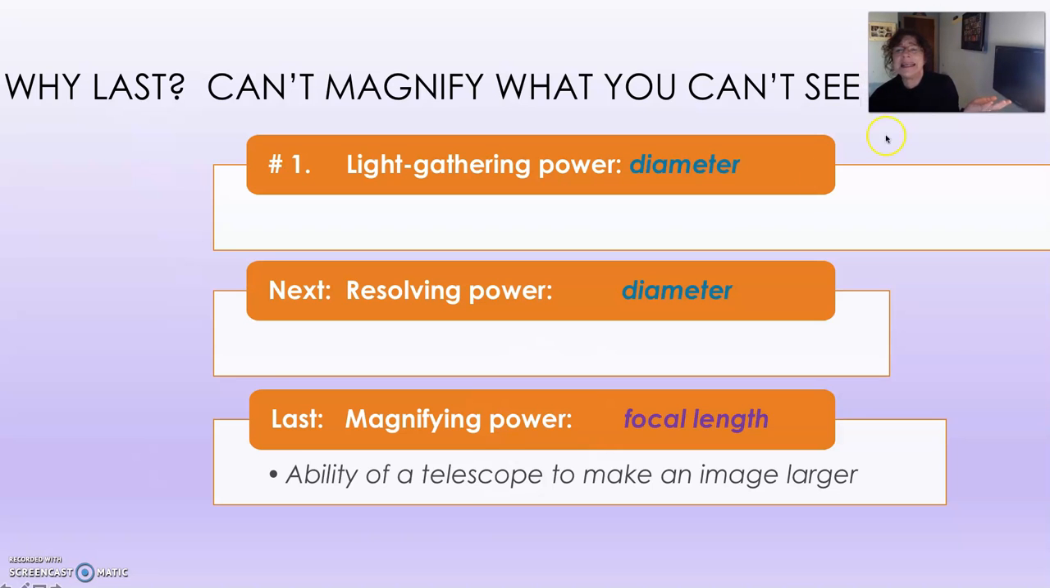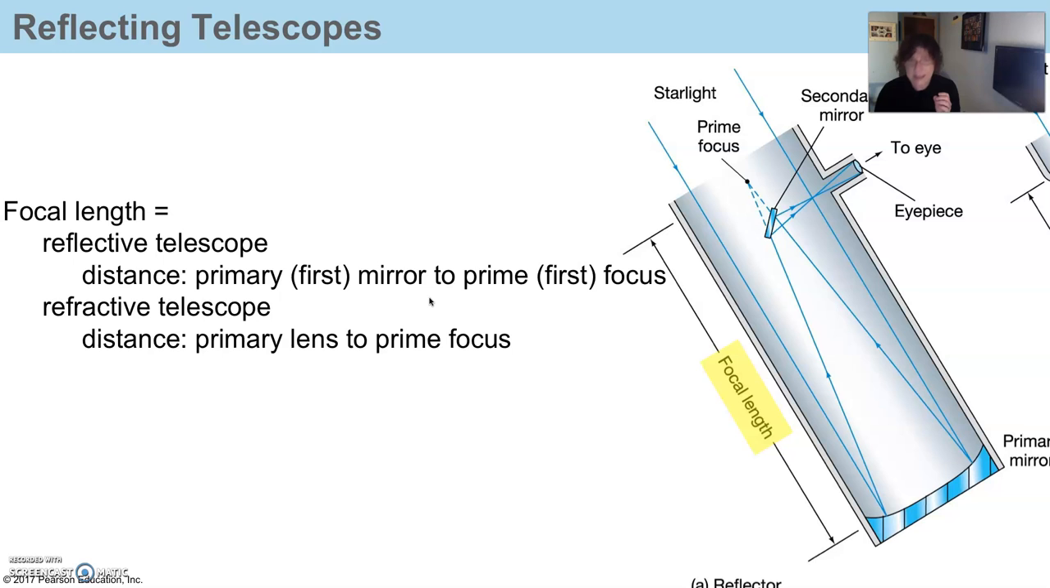So if we didn't get in the faint stars with the really good light gathering power, then we can't magnify them. And if we didn't resolve the binary star that looked like one star, then you can't magnify the blur. So this last power, this magnifying power, is related to focal length. We're going to explore that a little bit more precisely.